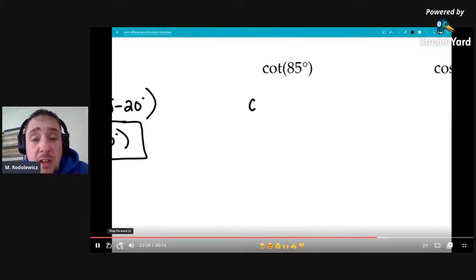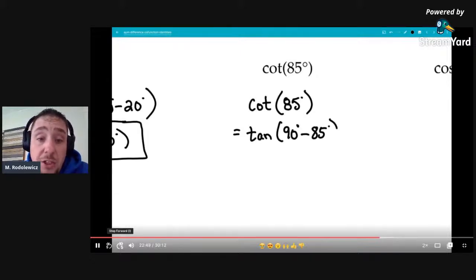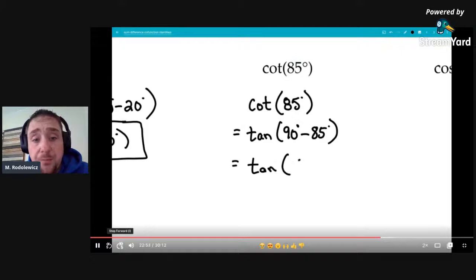85 degrees has a complement of 5 degrees. So the cotangent of 85 is equivalent to the tangent of 5 degrees, keeping it simple.